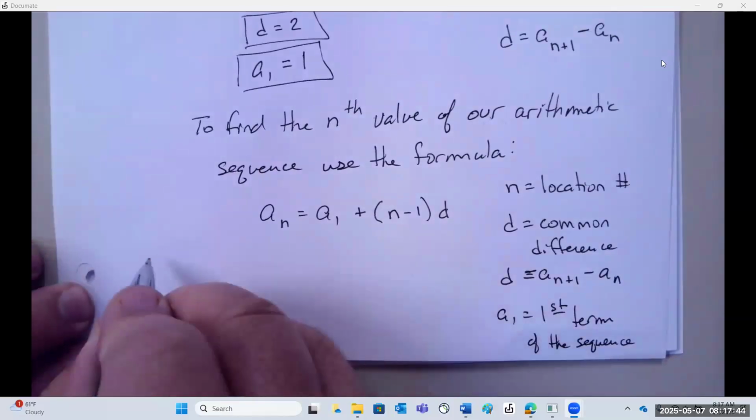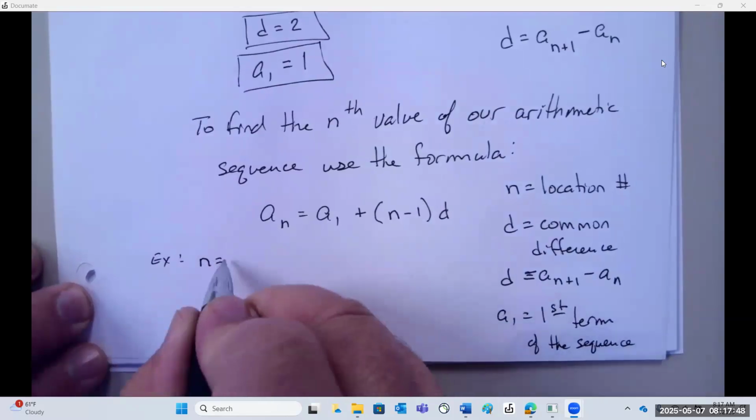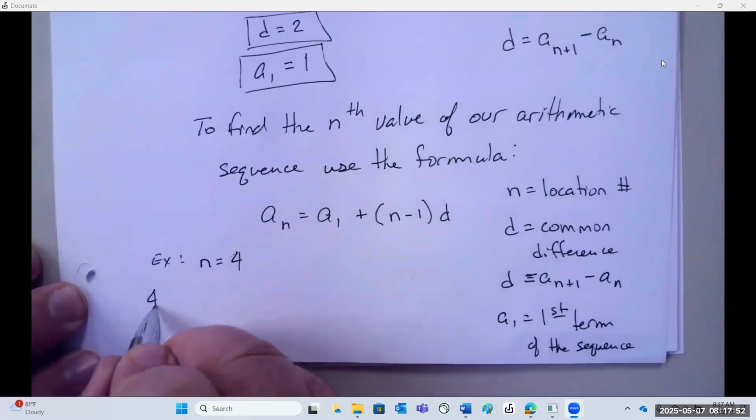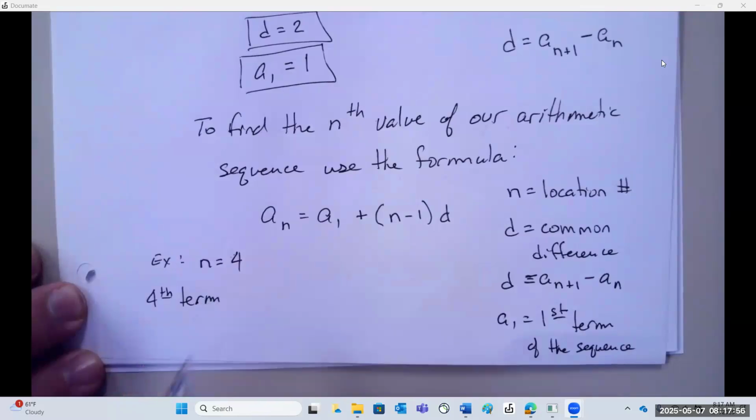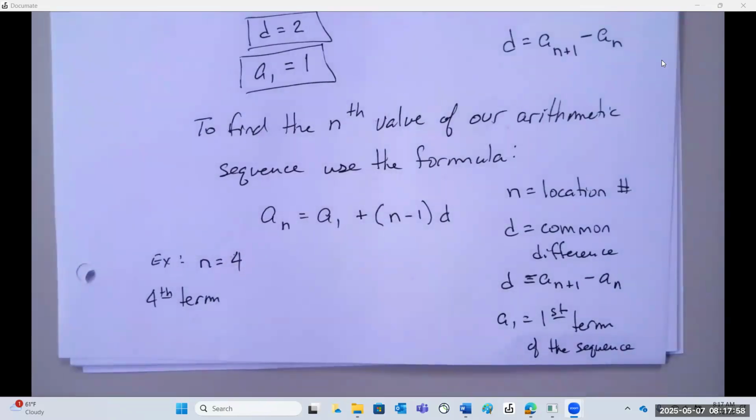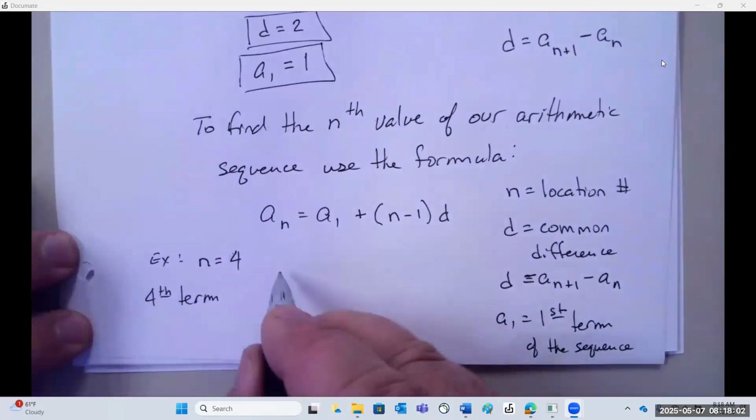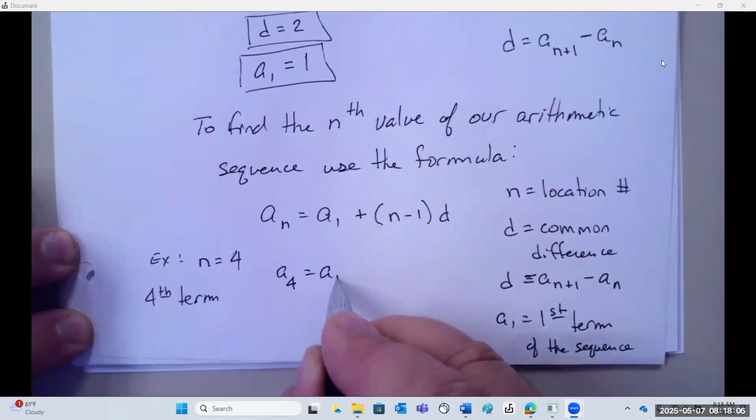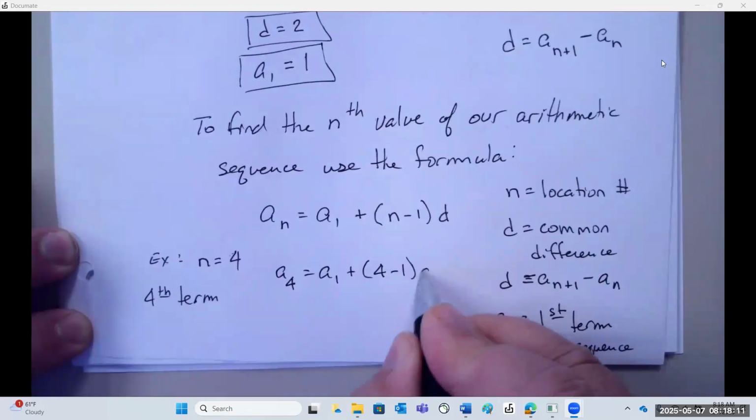So let's see, for example, what if I wanted to know the fourth term? So n is 4. That's my fourth term. So the fourth number is a sub 1, plus 4 minus 1 times d.